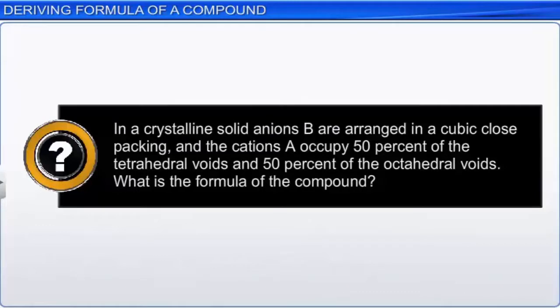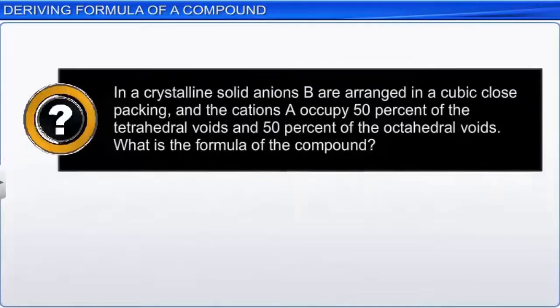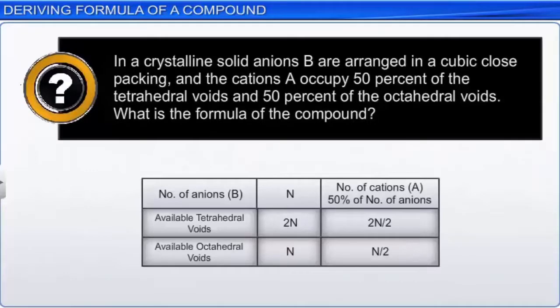In a crystalline solid, anions B are arranged in a cubic close packing, and the cations A occupy 50% of the tetrahedral voids and 50% of the octahedral voids. What is the formula of the compound? Now anions B are arranged in cubic close packing. If N is the number of anions B, then the number of available tetrahedral voids is equal to 2N, and the number of available octahedral voids is N.